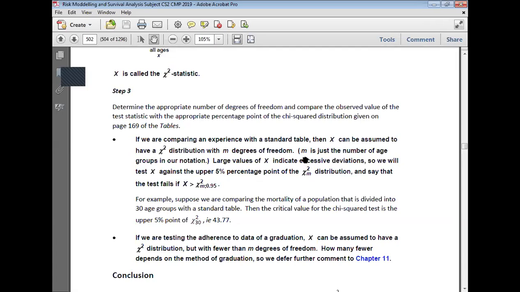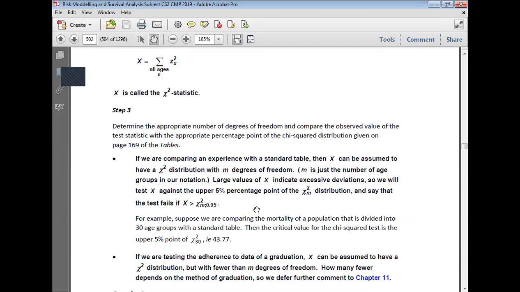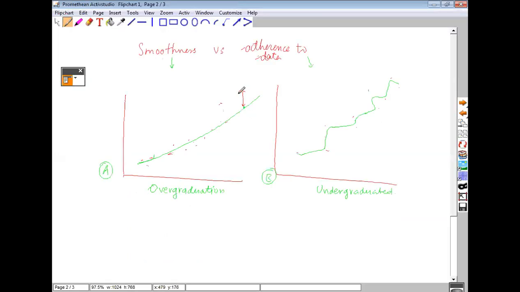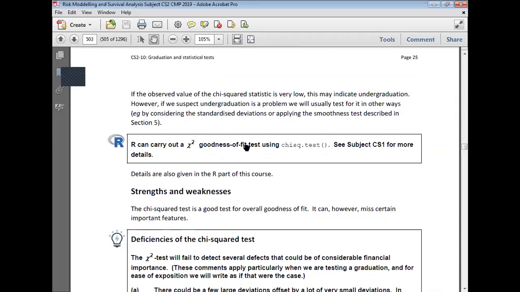And that's it. So again, if I observe my value of test statistic as a very large number, what does it mean? It means that my observed values and my expected values are very far from one another. And we have already seen that that is the case of overgraduation, right? So let me maybe go back. We saw that if the difference is very, very large, then that is the case of overgraduation. If you see here, they have mentioned it: if the test statistic exceeds the upper 5% point of the relevant chi-square distribution, this indicates a poor fit or overgraduation. And if it is very low, then it might be undergraduation.